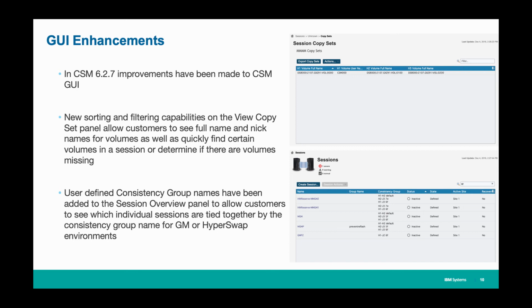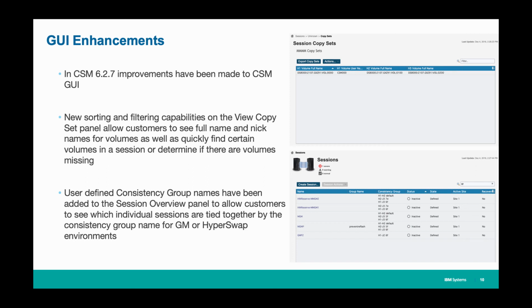The second GUI enhancement happens on the session overview panel. What we did was we added the user-defined consistency group name to the table. So now that's a column you can add or hide on the session overview panel. And the real goal here is that we've added a few features in the past where you can define a user-defined consistency group, where the same name, whether it's a Global Mirror or HyperSwap name, can be used across different sessions. And when you do that, on the hardware or in z/OS, you're essentially combining the sessions, even though you're managing them separately through CSM.